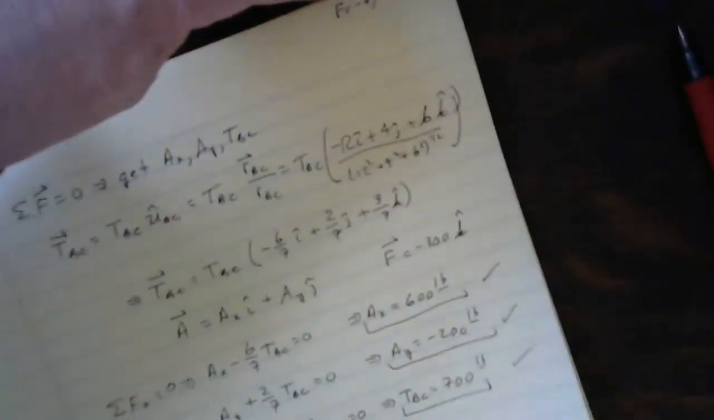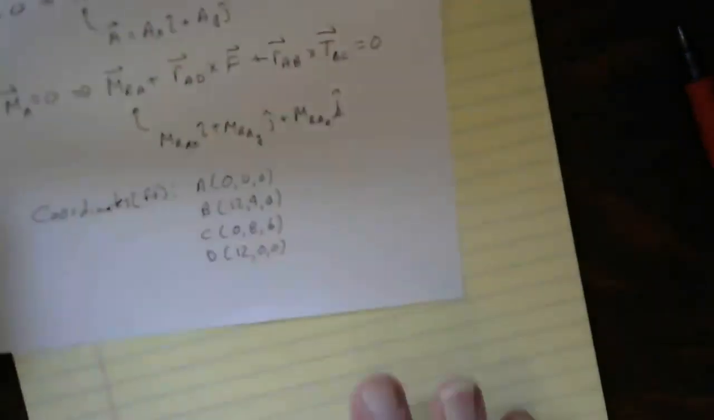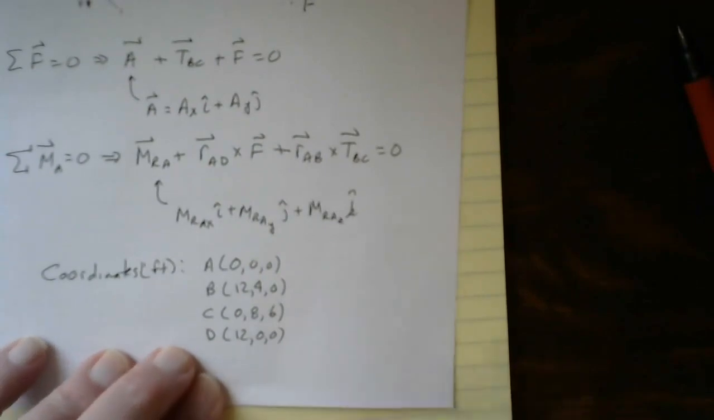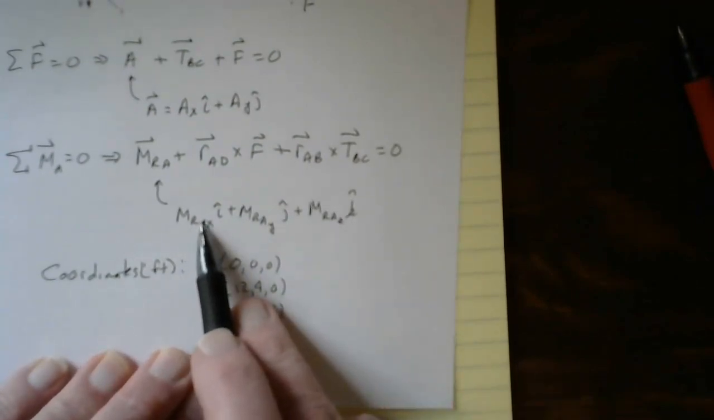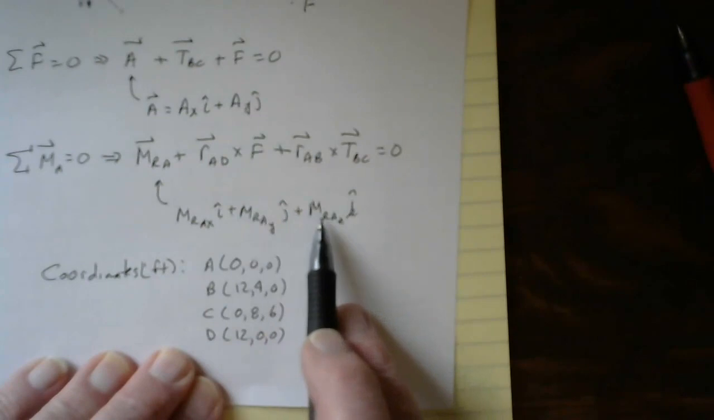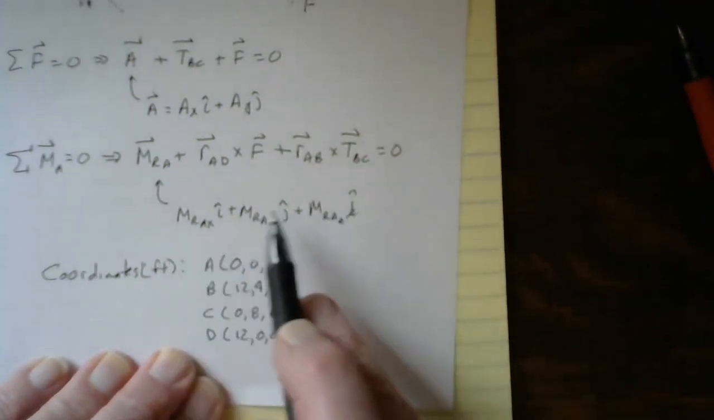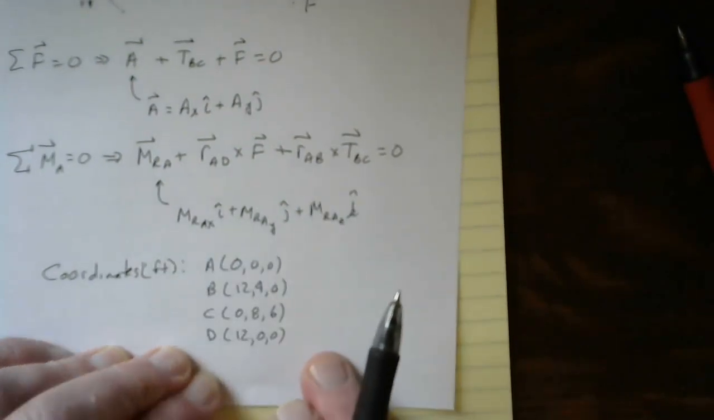So now I turn my attention to the moment equation. And I go back to what I had previously, looking at the vector sum of the moments about A. MRA, the three components, MRAX, MRAY, MRAZ. I already know what TBC is, so now there's only three unknowns in the sigma MA equation. So I can go ahead and solve that.